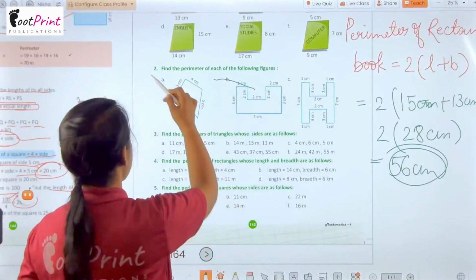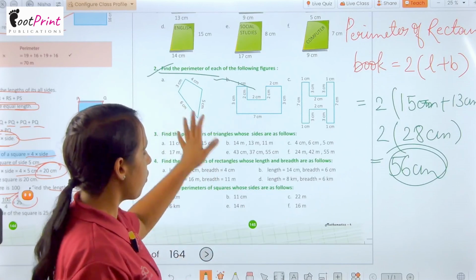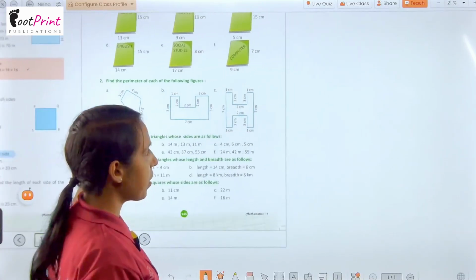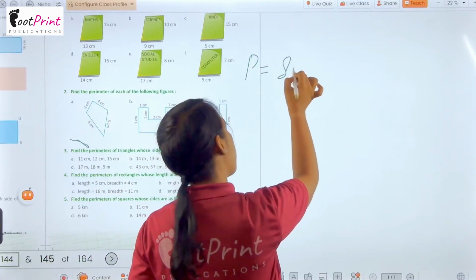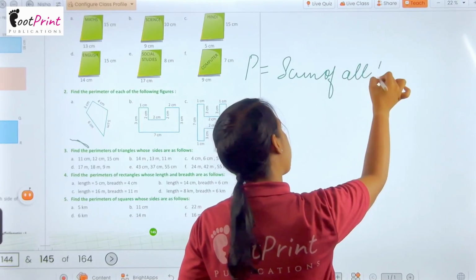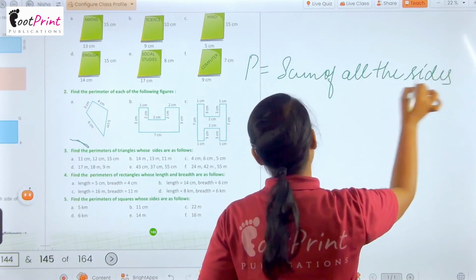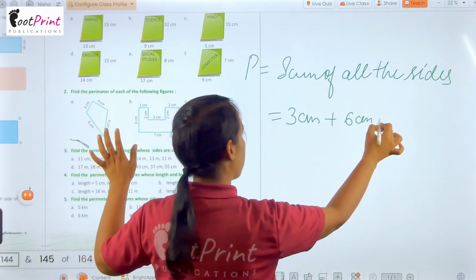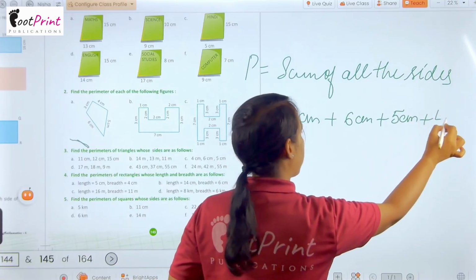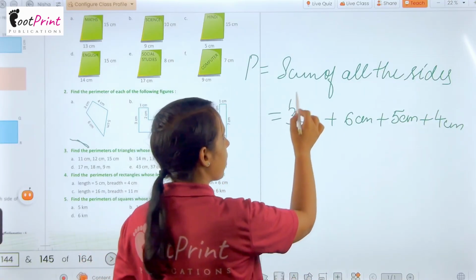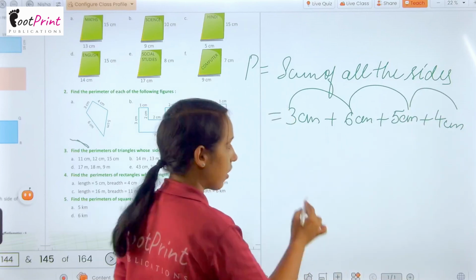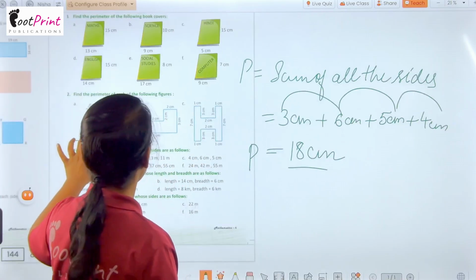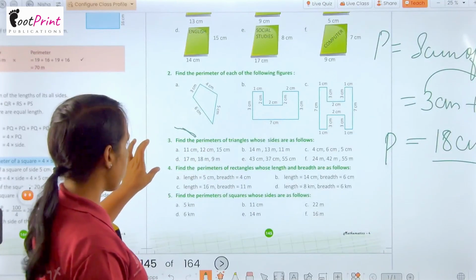Now we have question number 2. In this, find the perimeter of each of the following figures. So we have some figures here and we have to find out the perimeter. So first we write perimeter equals to sum of all the sides. Okay. So equals to, here we have 3 centimeter plus 6 centimeter, 5 centimeter plus 4 centimeter. Okay, and after adding that we get 3, 6, 9, 9, 5, 14, 14, 4, 18. So we have the perimeter here 18 centimeter of this figure. Okay, so in this manner you can find out easily the perimeter of these figures.